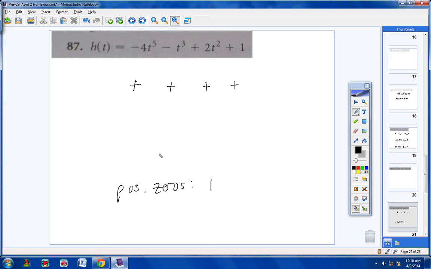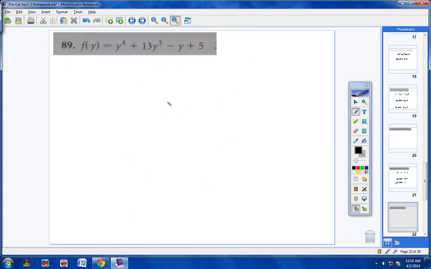Well, there's no sign changes at all, and so I know for my negative zeros, I'm going to have none, okay? There were no sign changes at all.